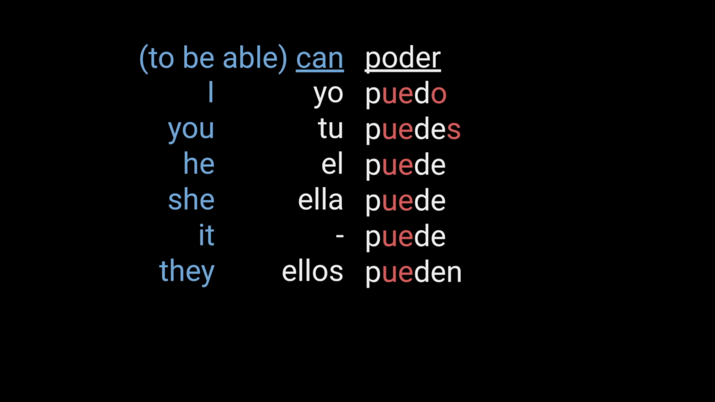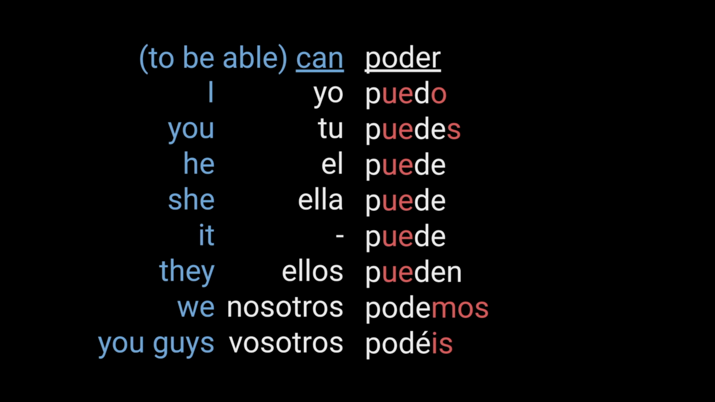So let's move on to the next one. Ellos pueden. They can. We can. Nosotros podemos. Or just podemos means the same thing. And lastly, vosotros podéis. So let's see if we can remember this. How would you say I can? Puedo. You can. Puedes. He, she, or it can. Puede. They can. Pueden. We can. Podemos. You guys can. Podéis.